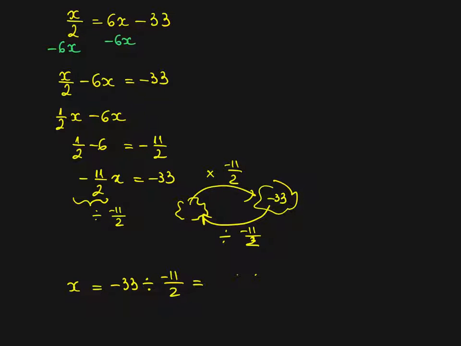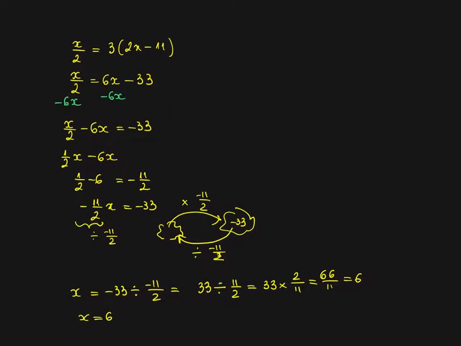If I'm to continue without a calculator, I will get a negative number divided by a negative number gives a positive number. So I have 33 divided by 11 over 2. I divide by a fraction by multiplying by the reciprocal of the fraction. So it's 66 over 11, which gives me 6. So x equals 6.